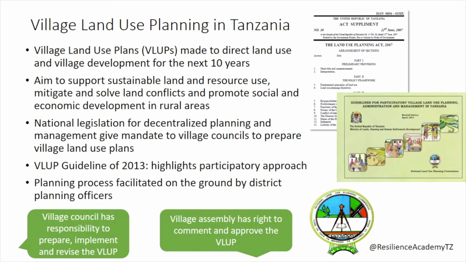Village land use plans are made to direct land use and village development for the next 10 years, after which they can be reviewed if needed. The aim of the village land use plan is to support sustainable land and resource use, and especially mitigate and solve land conflicts, which are quite common in Tanzanian villages, and also promote social and economic development in rural areas.